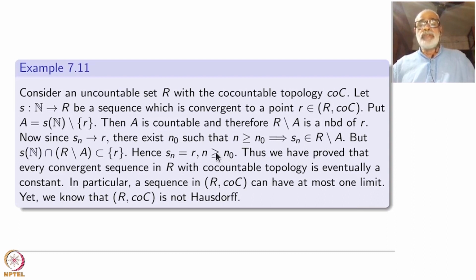What this means? This means that the sequence is eventually a constant, right? Thus, we have proved that every convergent sequence in R with co-countable topology is eventually a constant. In particular, a sequence in R with co-countable topology can have at most one limit, right? The constant is the only limit, so the property is satisfied. However, we also know that the co-countable topology on this uncountable set is not Hausdorff.